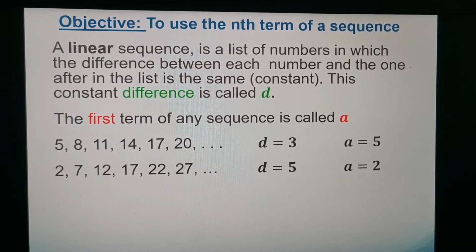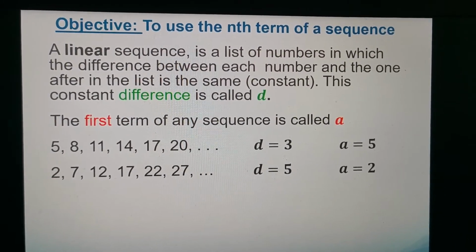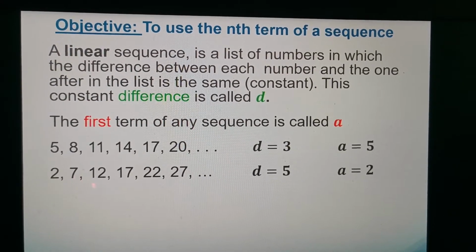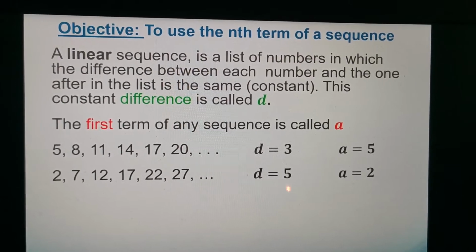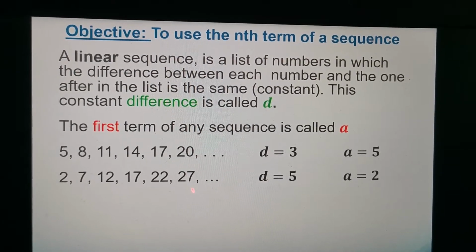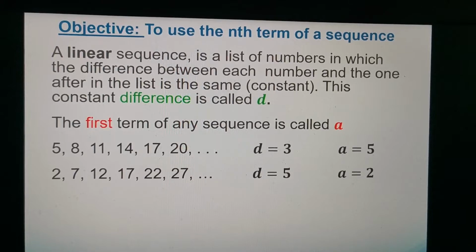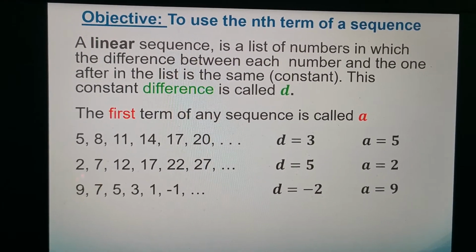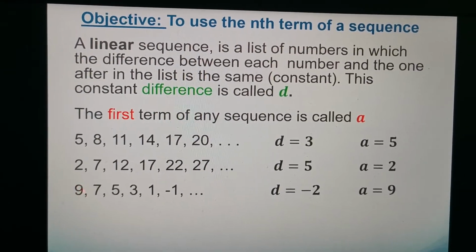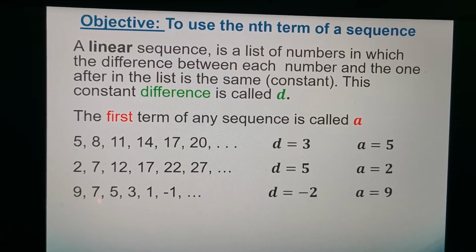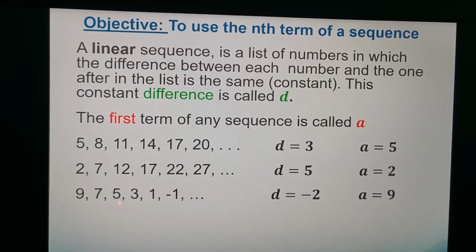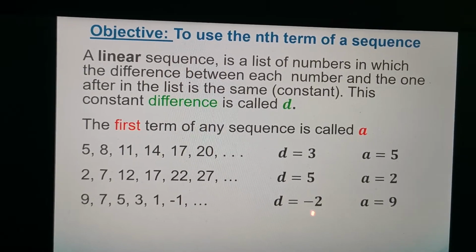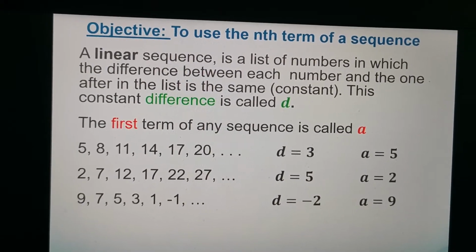Another example, here A is 2, the first term is 2. What I'm adding every time, 2 plus 5 is 7, 7 plus 5 is 12, so D is 5. If you check it in all of it, you'll find that the constant difference is 5. Sometimes the difference might be negative. Like here, A is 9, the first term is 9. The difference, 9 becomes 7, it's getting less, so it's negative 2. 7 minus 2 is 5, 5 minus 2 is 3, and so on, so the constant difference is negative 2.